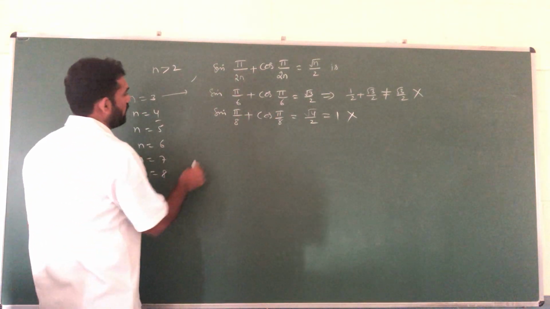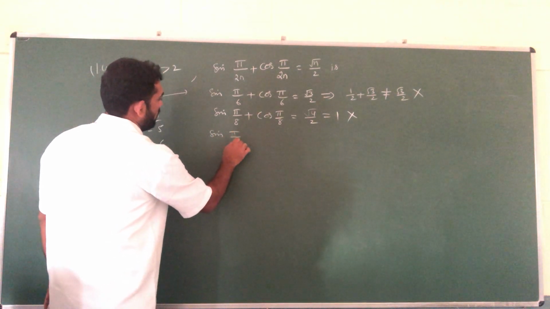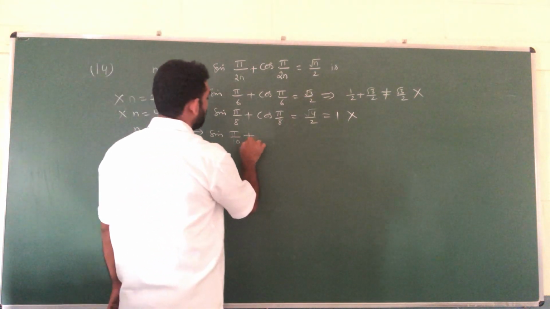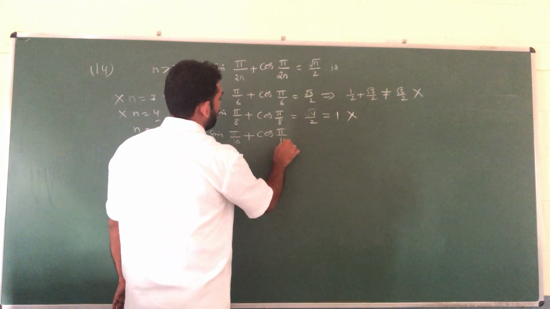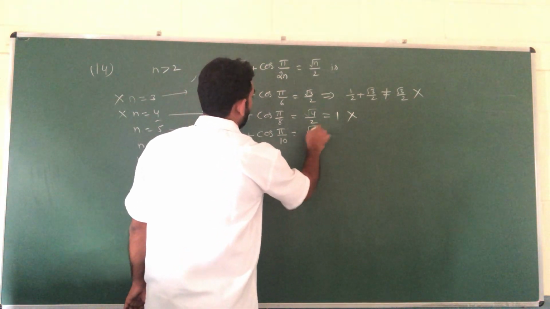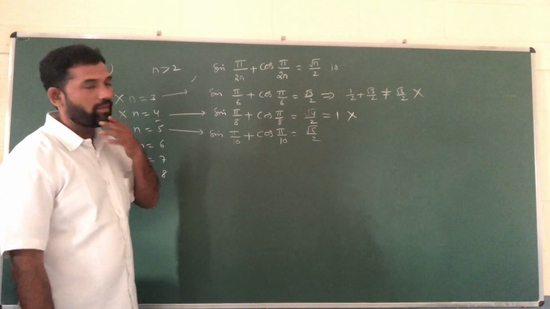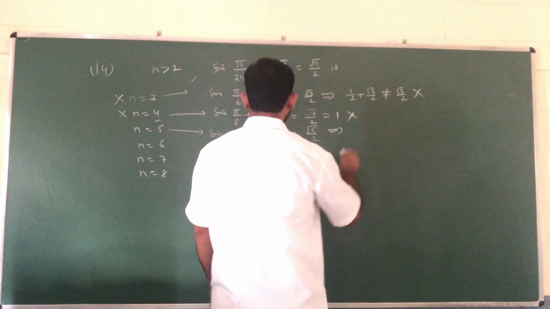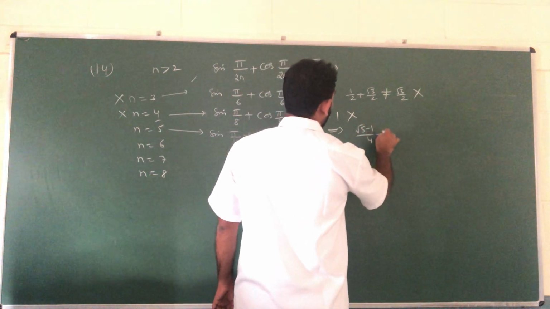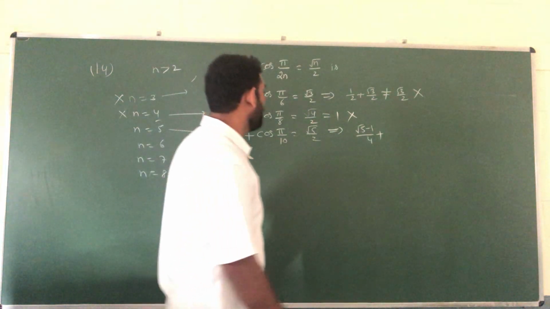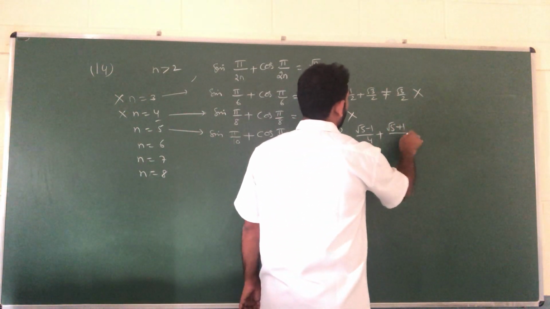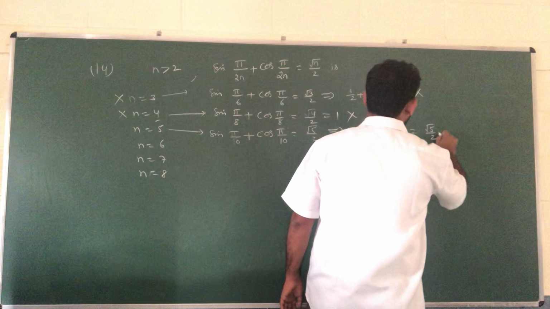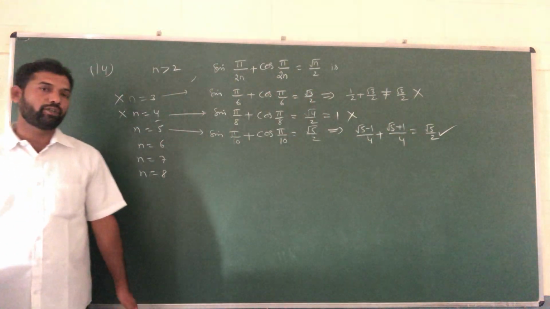Next, n is equal to 5. n is equal to 5 means sin pi by 10 plus cos pi by 10 should be equal to root 5 by 2. Pi by 10 means 18 degrees. Sin 18 degrees value is root 5 minus 1 by 4. Cos 18 degrees value is root 5 plus 1 divided by 4. When both are added, we are getting root 5 by 2, so it is satisfied.